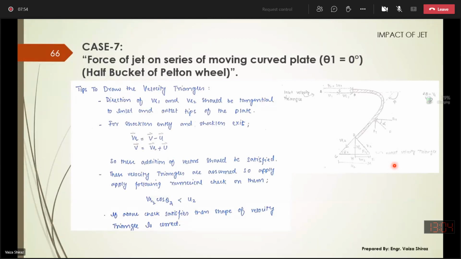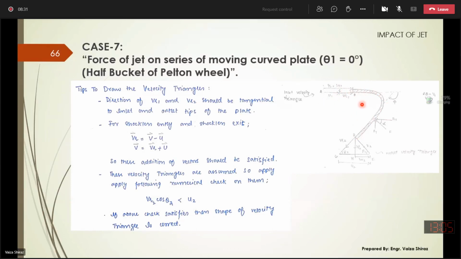So in this case, this is the bucket which is similar to the half bucket of the Pelton wheel, and this bucket is similar to your case number 6. In case number 6, we have covered the same bucket, but it was stationary, and in the case number 7, we are considering it to be moving. Okay, so if it is moving, you will have the velocity triangle. Now listen to the steps carefully how you will draw the velocity triangles. First of all, you will draw the bucket, you will show the reflection angle, and now these are your tips, inlet tip and the outlet tip.